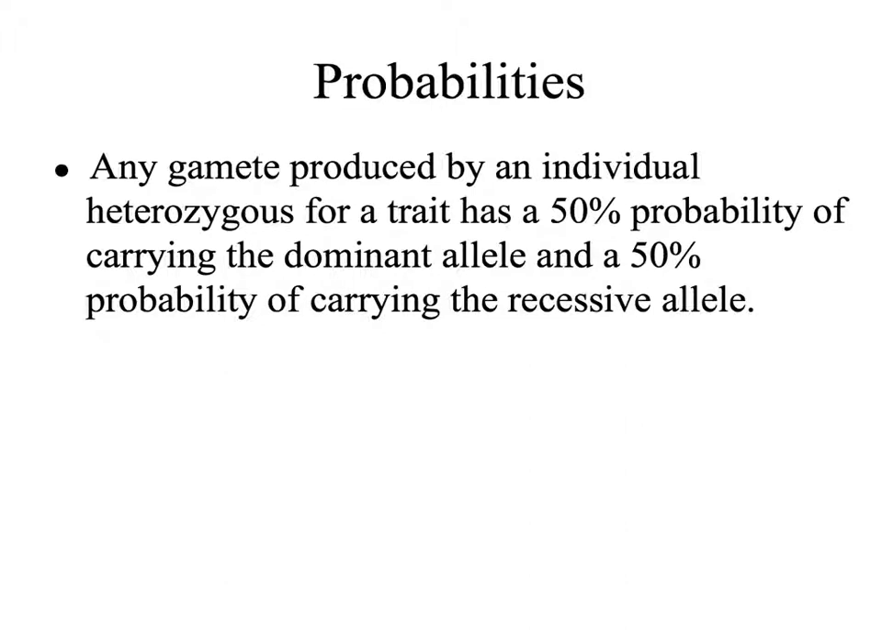If we think about the law of segregation, we know that any gamete produced by an individual that is heterozygous has a 50% chance or probability of carrying a dominant allele and a 50% chance of carrying the recessive allele. This means that the offspring has a 50% chance of receiving the dominant allele and a 50% chance of receiving the recessive allele. We can use these probabilities in conjunction with the other parent's probabilities and gametes to determine the probability of getting an offspring with certain genotypes.